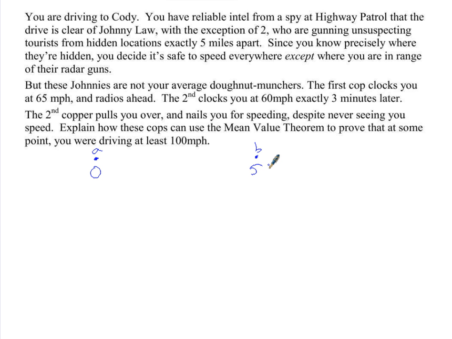That's right. F at A, my speed at A is 65 miles an hour. F at B, so my speed at B, F at 5 miles down the road, is equal to 60 miles an hour.